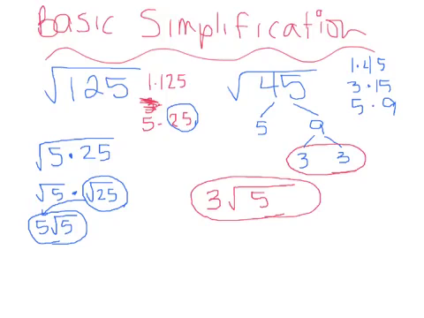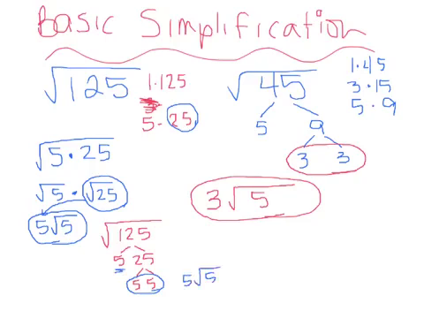Okay, if I would have done that here, let's try square root of 125 again. 5 times 25, 5 times 5. When we get a matching pair, it can come out of the radical, and what is left over stays in. What's left over stays in.